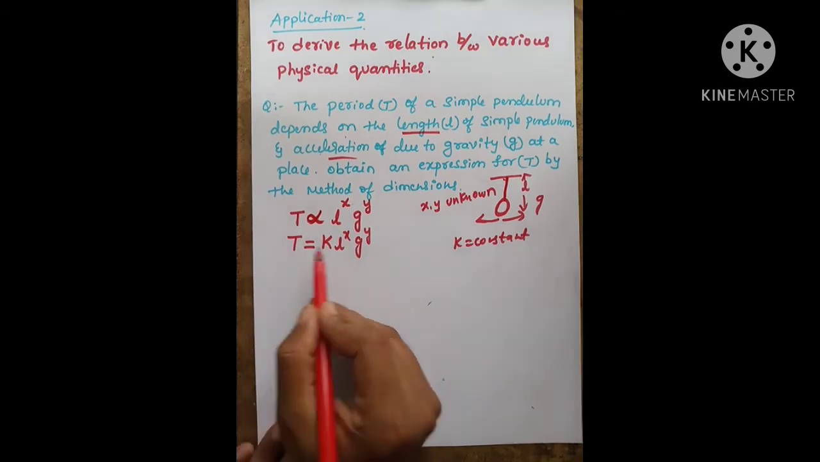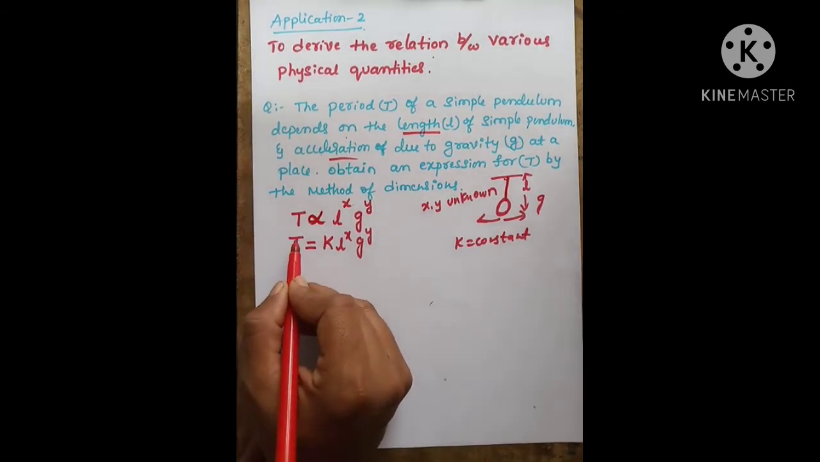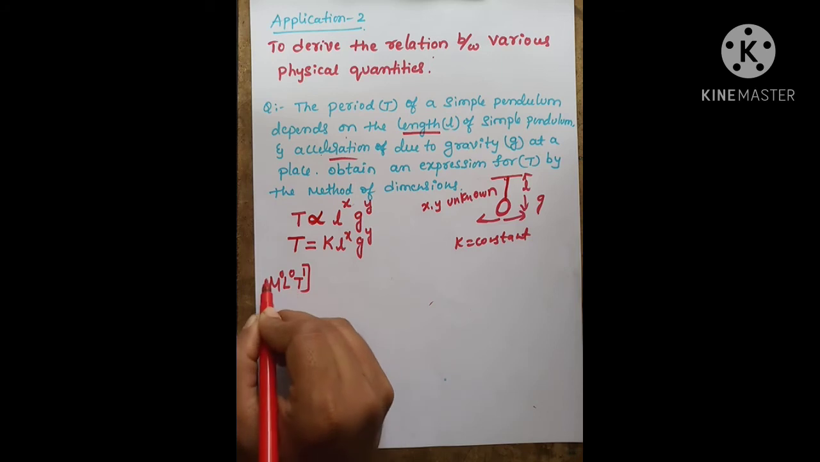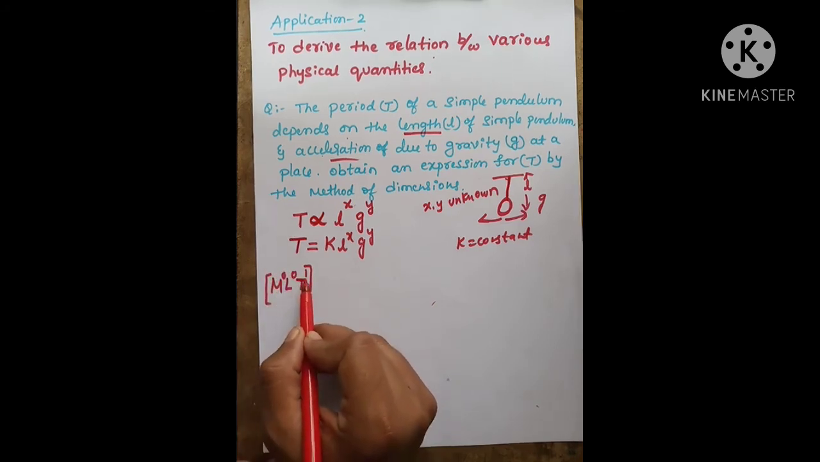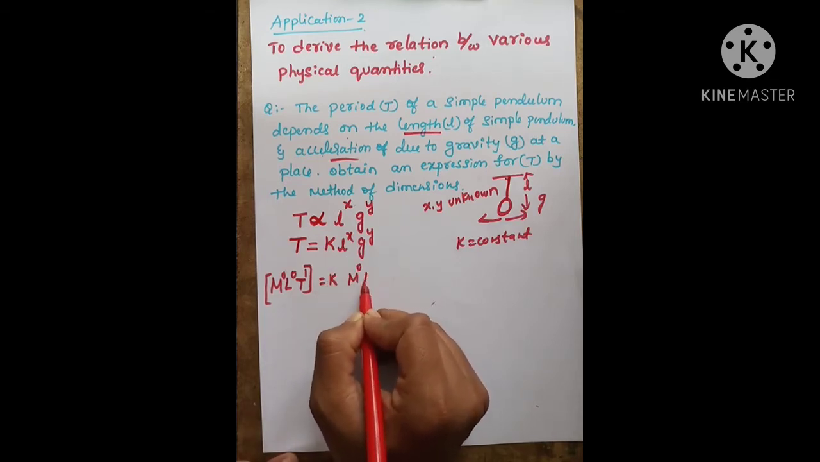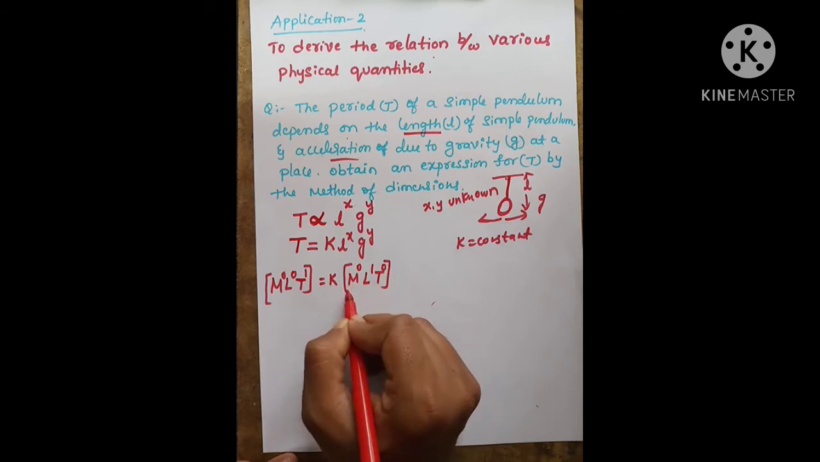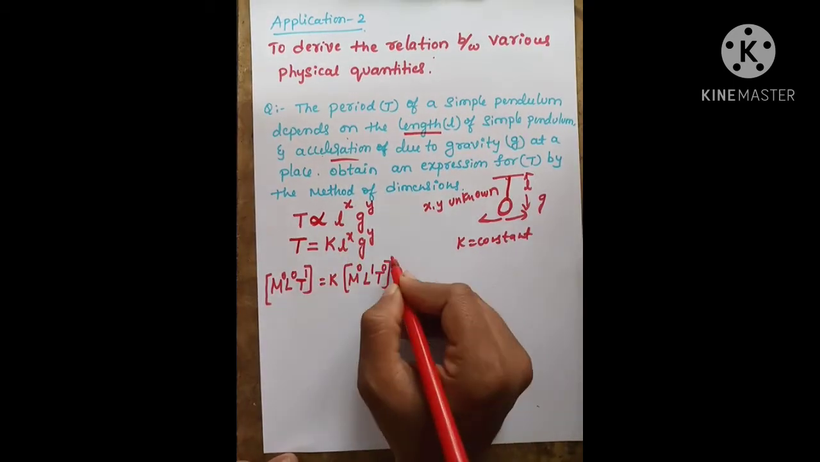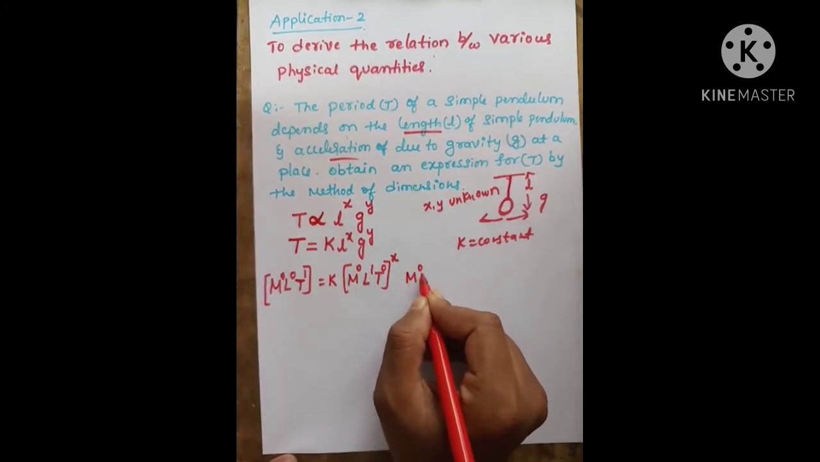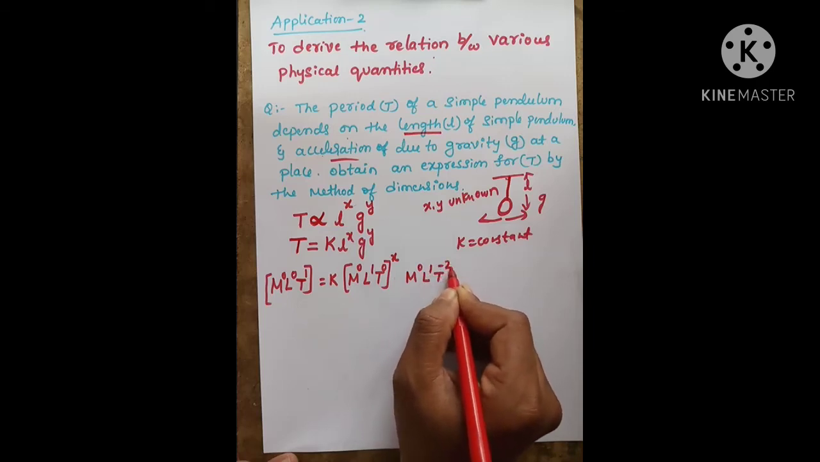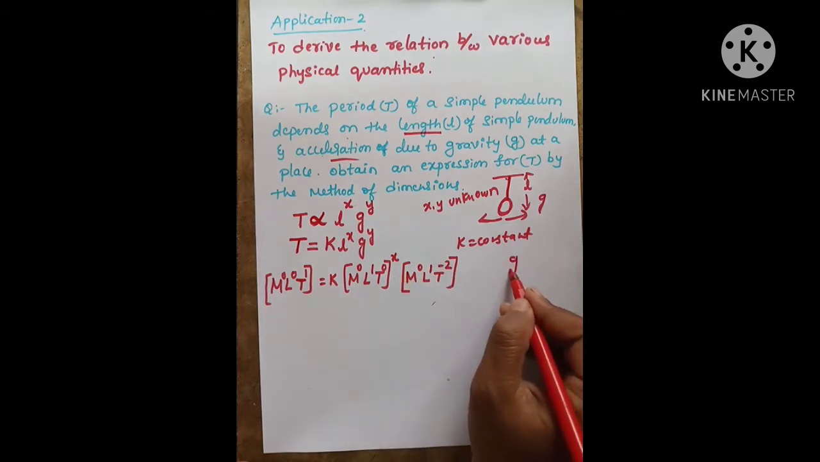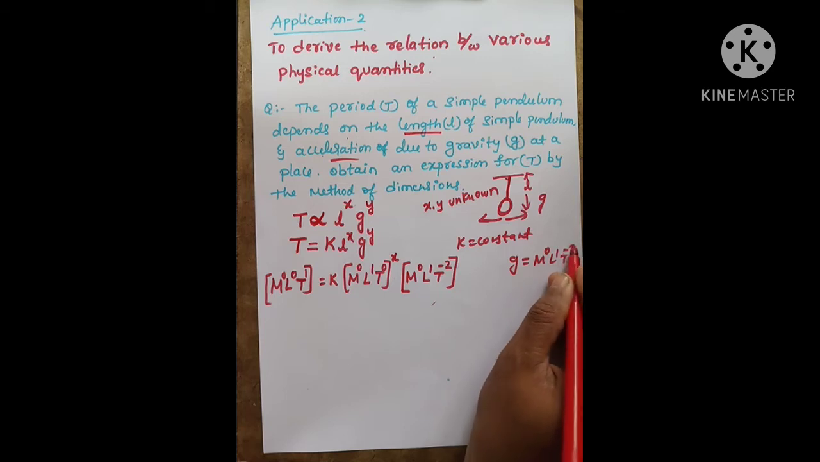Now we have to write the dimensions on both sides. We have to write dimensions for this equation. This is time period, meaning m0 L0 T to the power of 1. In time we have only the time value, we don't know the length. Mass is equal to k times length, meaning m0 L1 T to the power of 0. Gravity here to the power of x is there, this is length L to the power of x. Gravity m0 L1 T to the power of minus 2. This is the acceleration due to gravity. The dimensional formula for acceleration due to gravity is m0 L1 T to the power of minus 2.